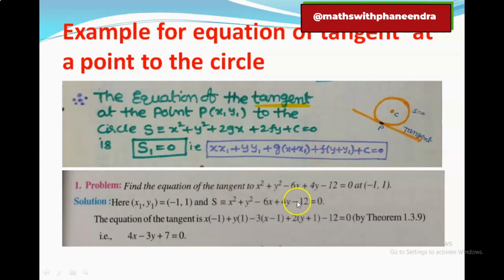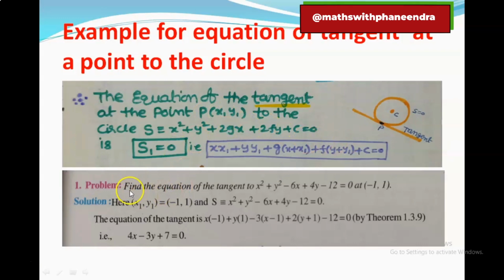Observe, this is the diagram. S is equal to 0 is the circle, and this is the tangent equation. It touches at the point P. Any line touching the circle at that point P is called the point of contact. That also you remember. Sometimes they will ask, find the point of contact to the circle when the line touches that point. That also we will discuss in the coming classes.